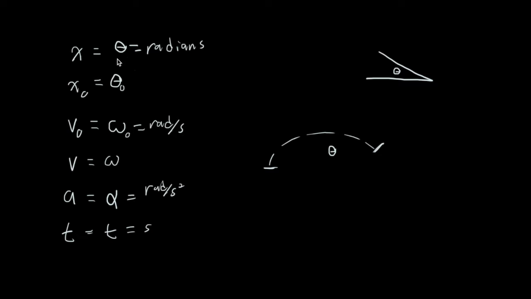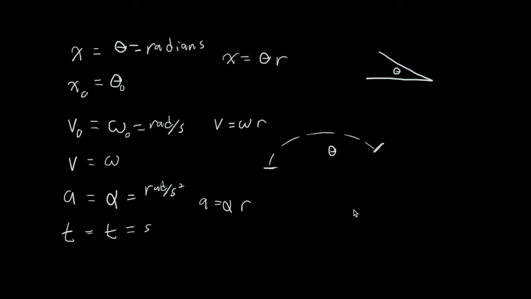And so how do we go from a displacement to theta? How do we go from meters to radians? Well, it's actually very simple. X will equal theta times the radius of a circle. Velocity will equal omega times the radius of a circle. And acceleration will equal alpha, you guessed it, times the radius of a circle.